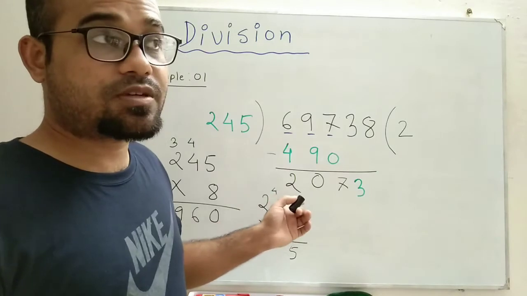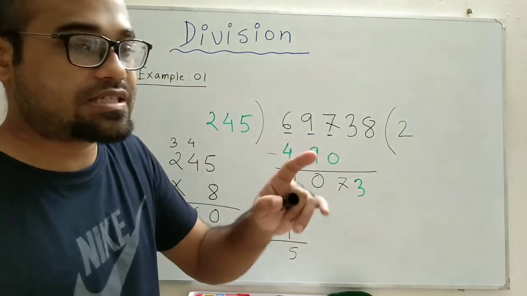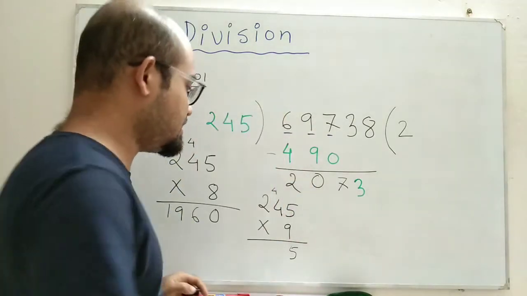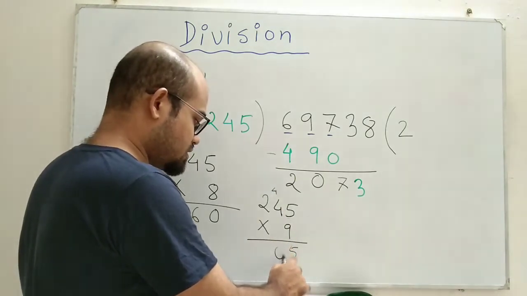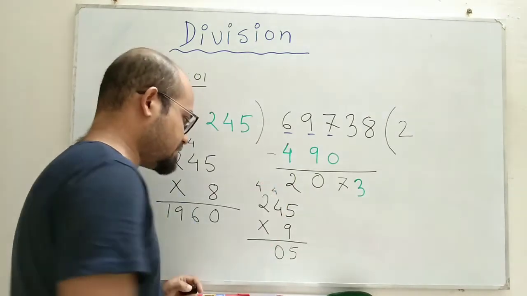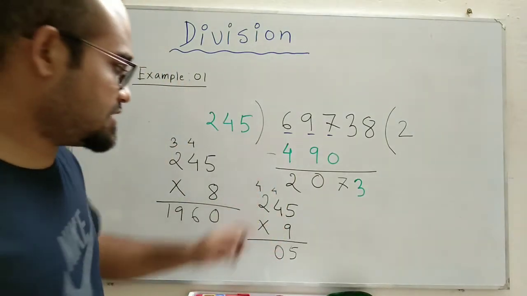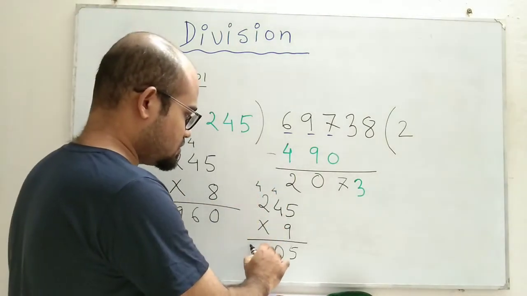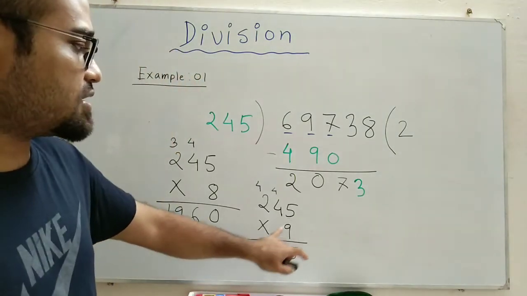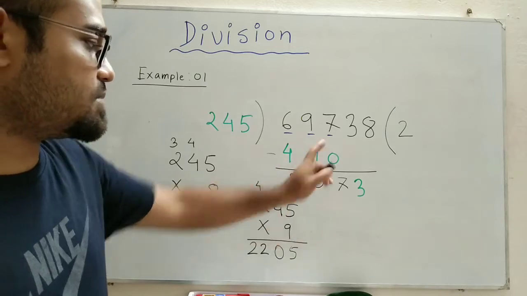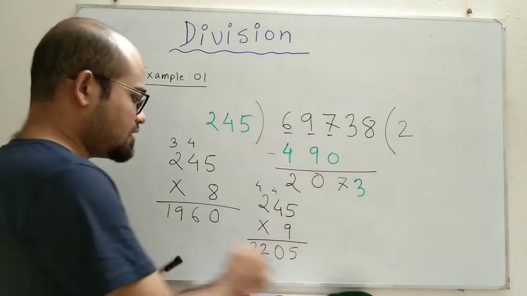9 times 4 gives me how much? 9 ones are 9, 9 twos are 18, 9 threes are 27, 9 fours are 36. 36 plus 4 gives me 40. I put 0 over here and carry 4 over here. 9 twos are 18. 18 plus 4 gives me how much? 22. 2205. 2205 is bigger than 2073.